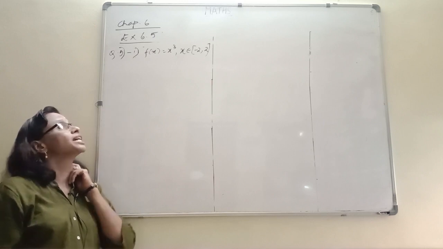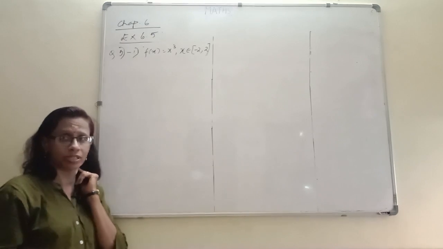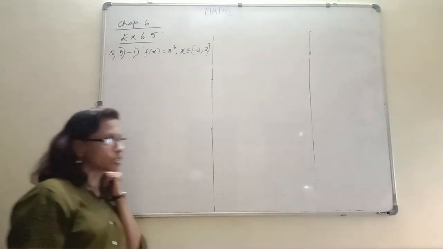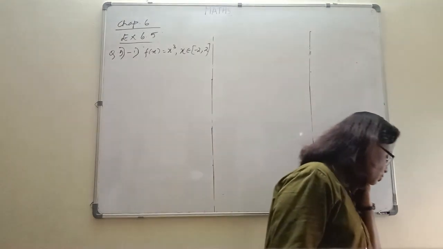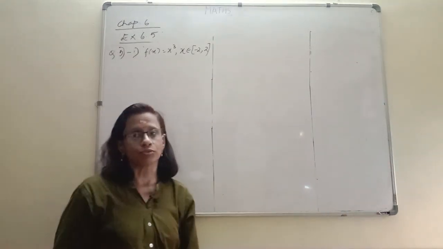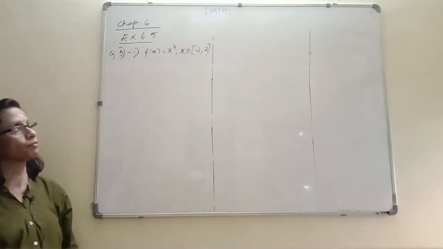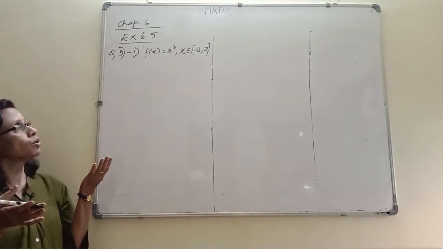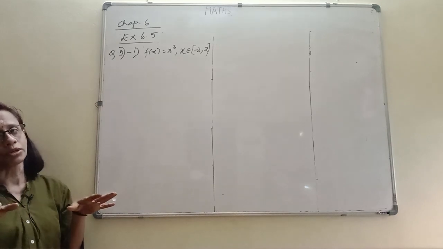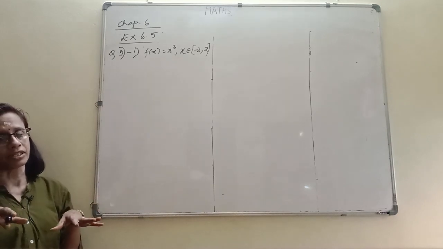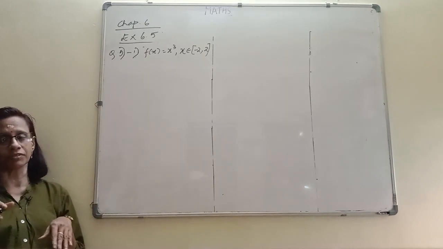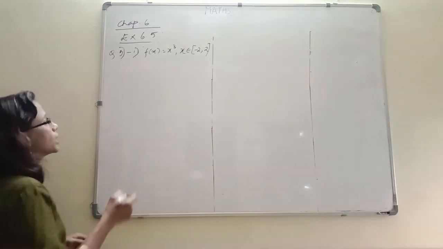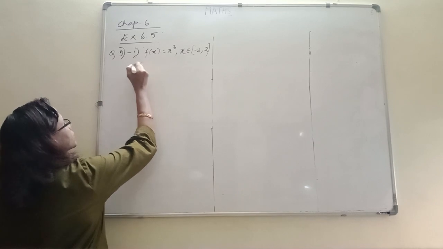The first question is f of x equal to x cube, and they give you the interval: closed interval minus 2 to 2. We need to check where the absolute maximum and minimum points are. As usual, our first step is to find the first derivative, then equate the first derivative to 0 to get the critical point, and then check the values. Very simple actually.